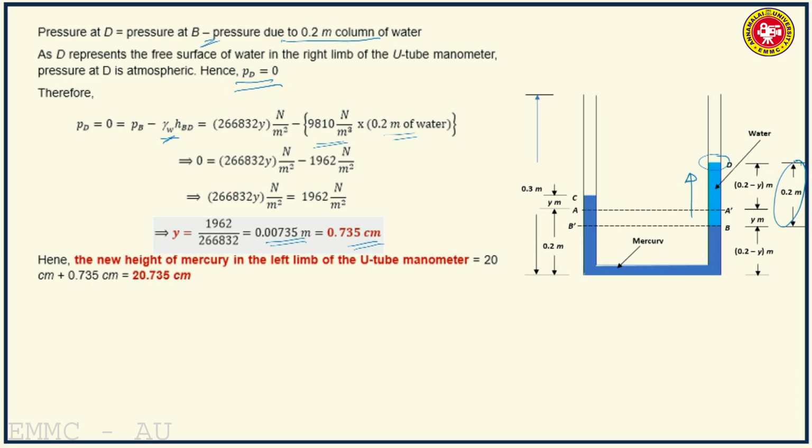So the new height of mercury in the left limb of the U manometer has gone up from 20 centimeters to 20.735 centimeters. The level of mercury in the right limb has come down by the same amount, that is 0.735 centimeters.